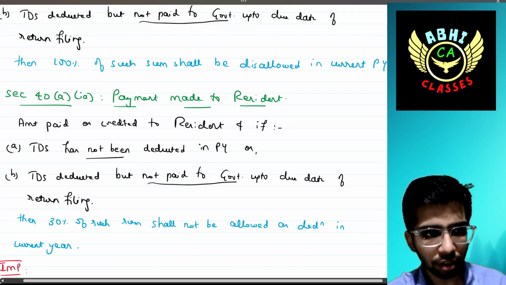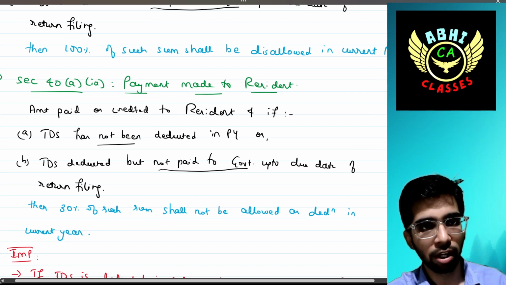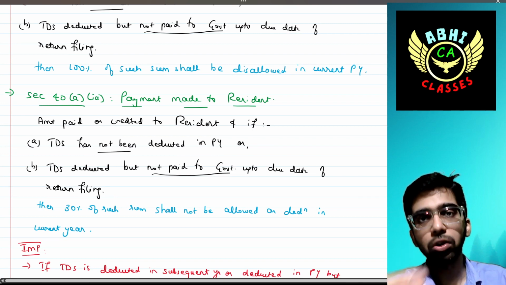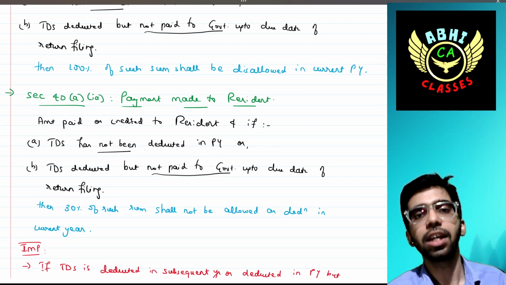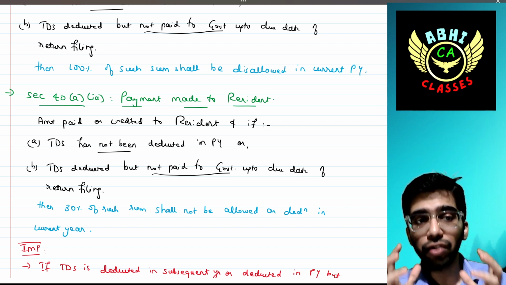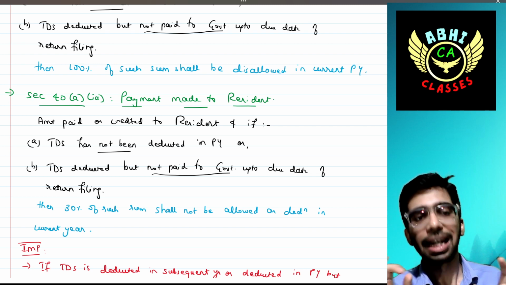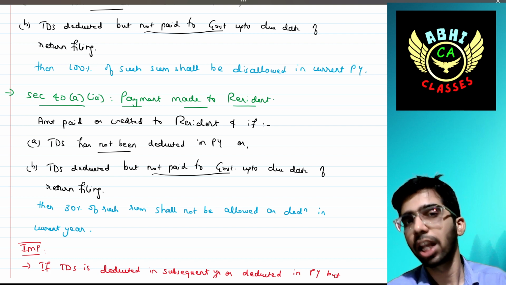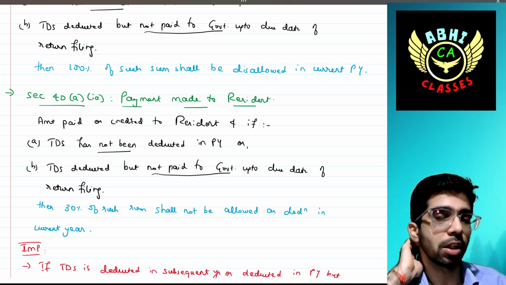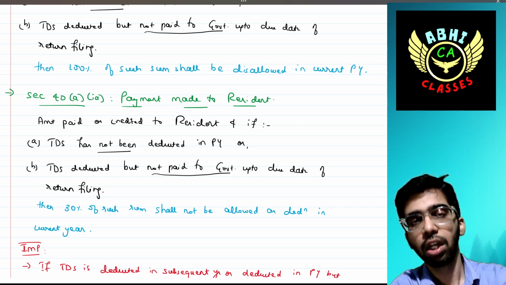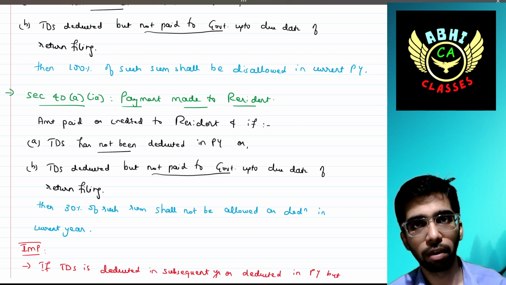Next, section 40(a)(ia): the payment made to a resident. The above section tells about the non-resident; here we are talking about the resident. Amount paid or credited to a resident, and if TDS has not been deducted, or TDS is deducted but not paid to the government of India on or before the due date of filing income tax return, then 30% of such expenditure shall be disallowed. In our example, 30% of 1 lakh is 30,000, which is to be disallowed from the profit and loss account of the bank.